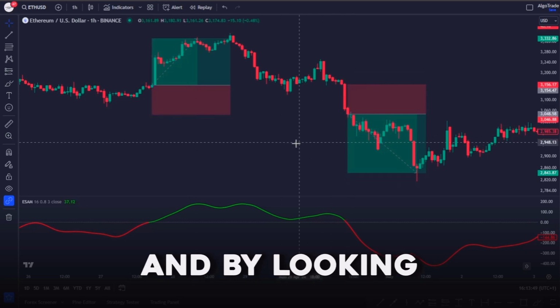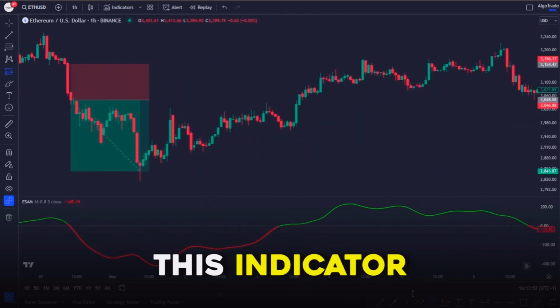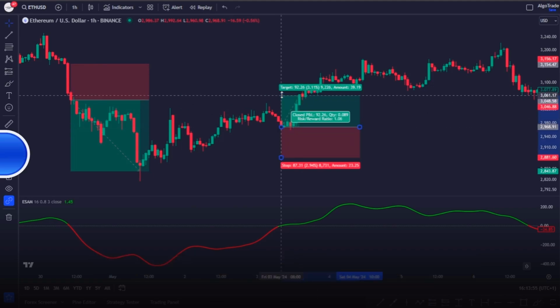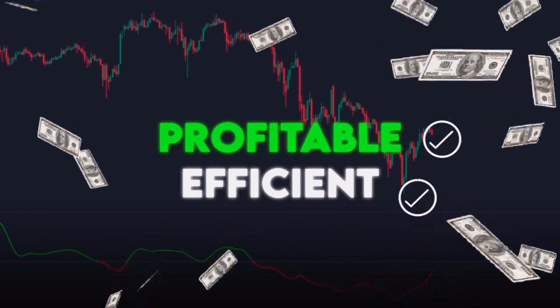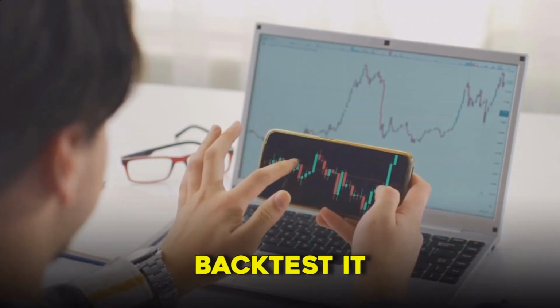Simple as that. And by looking at some examples, this indicator appears to be more accurate than, for example, the MACD. But to confirm if its results are indeed profitable and efficient, we will need to backtest it.